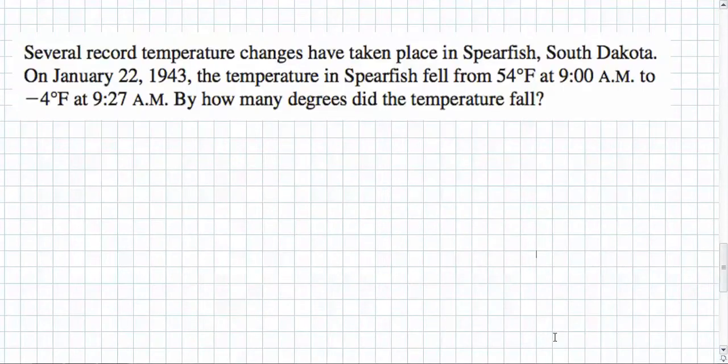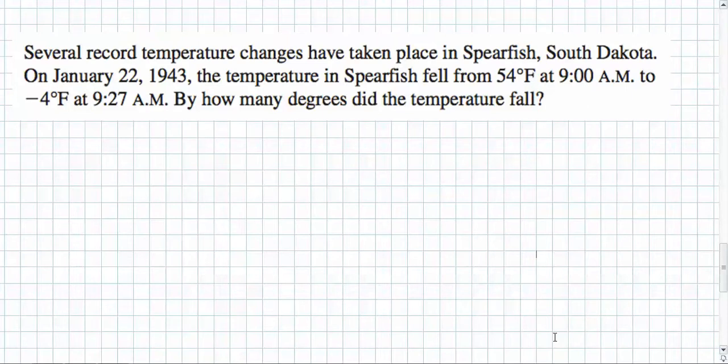Here's an example of a word problem where we're going to need to use addition and subtraction to isolate a variable. Several record temperature changes have taken place in Spearfish, South Dakota. On January 22, 1943, the temperature in Spearfish fell from 54 degrees Fahrenheit at 9 a.m. to negative 4 Fahrenheit at 9:27 a.m. By how many degrees did the temperature fall?